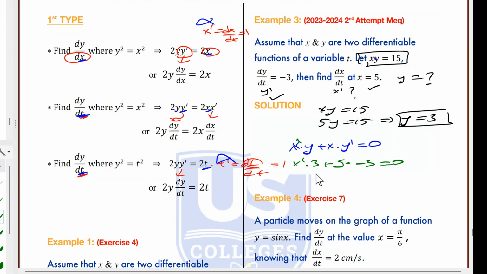5 times negative 3, negative 15. 3x prime is 15. When you move it to the other side, divide by 3, x prime will be 5. So x prime means dx over dt.